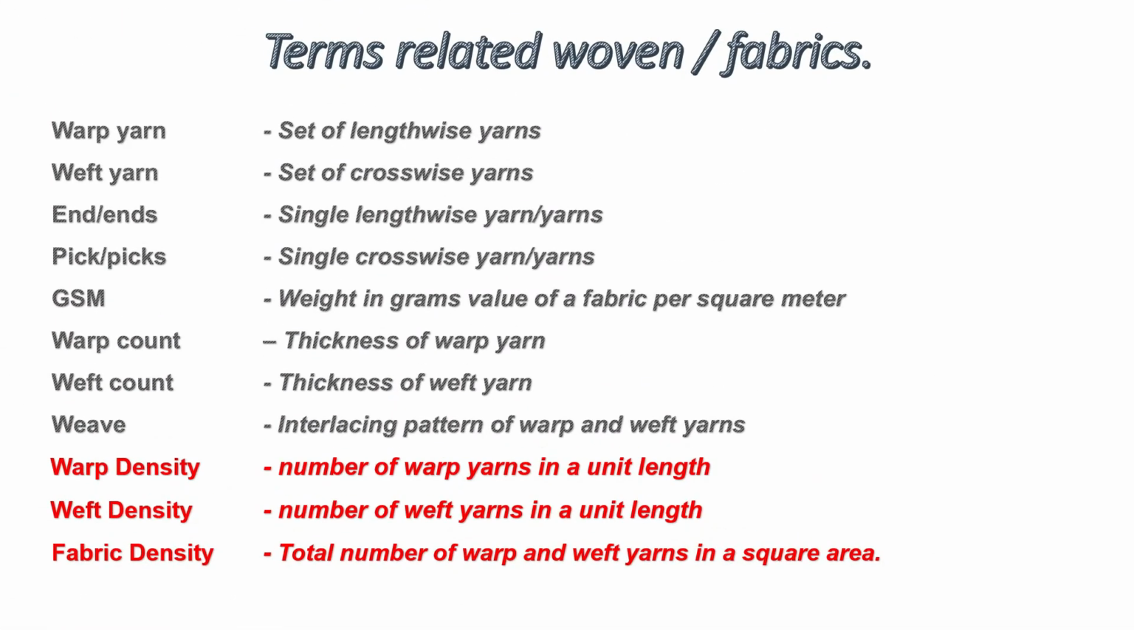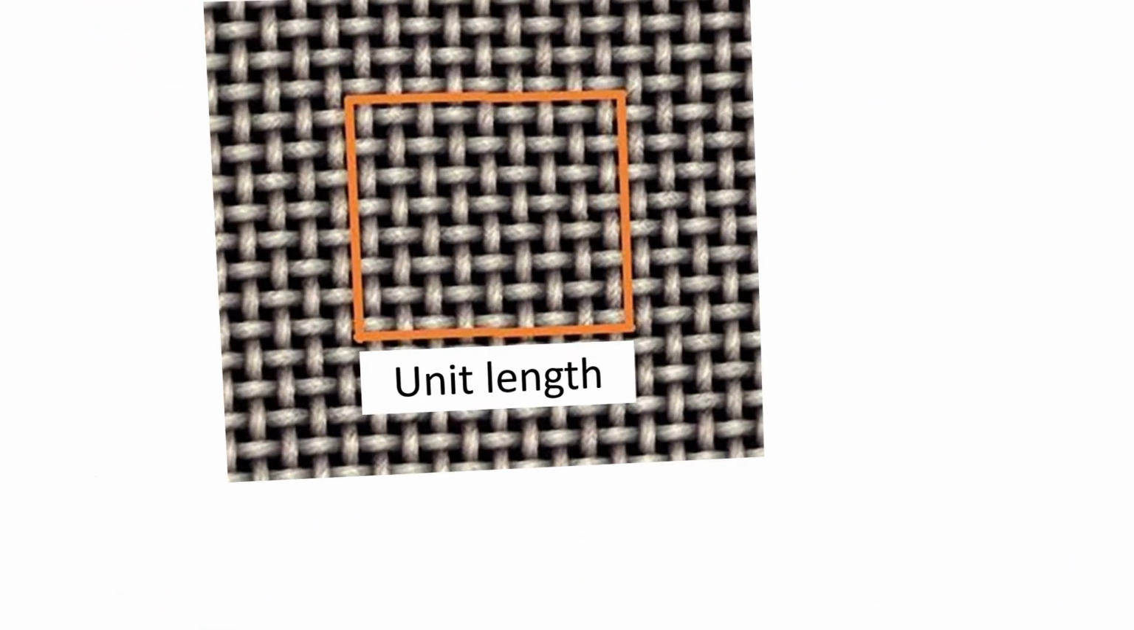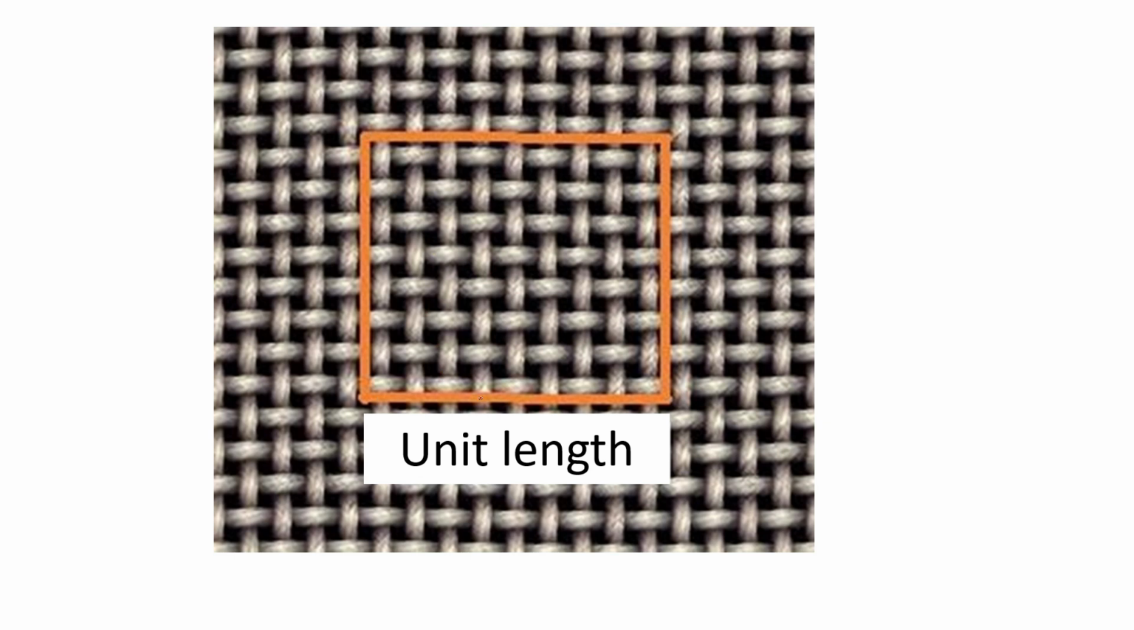Now we go into warp density, weft density and fabric density. Warp density means the number of warp yarns in a unit length. Weft density means the number of weft yarns in a unit length. As an example, here we select a unit length. We call 1 inch and 1 inch, or you can decide 1 cm or 1 cm. It depends.